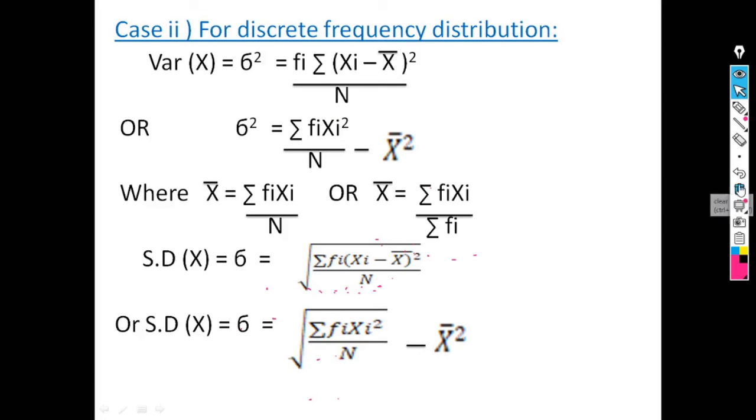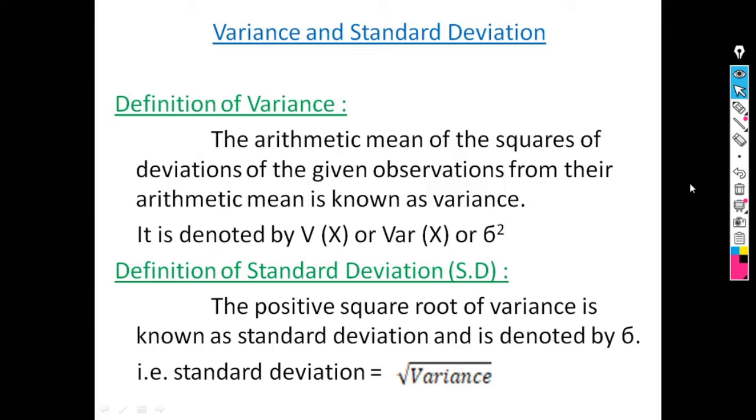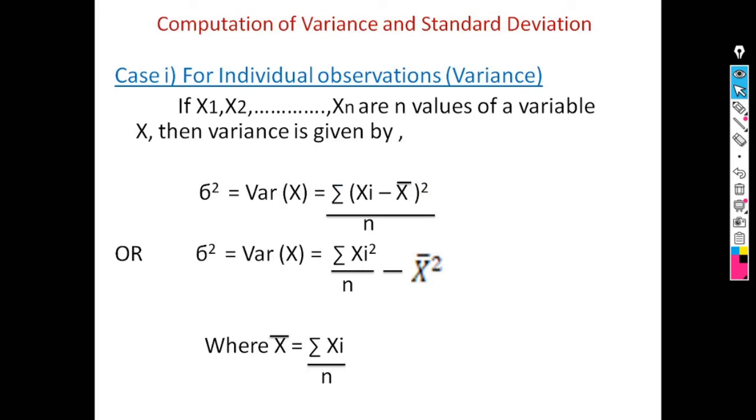So in today's lecture we saw the definition of variance and standard deviation. Variance is the arithmetic mean of the square of deviation of given observations from their arithmetic mean, and standard deviation is just the positive square root of variance. Then we saw how to calculate variance and standard deviation for individual observations and for a discrete frequency distribution.